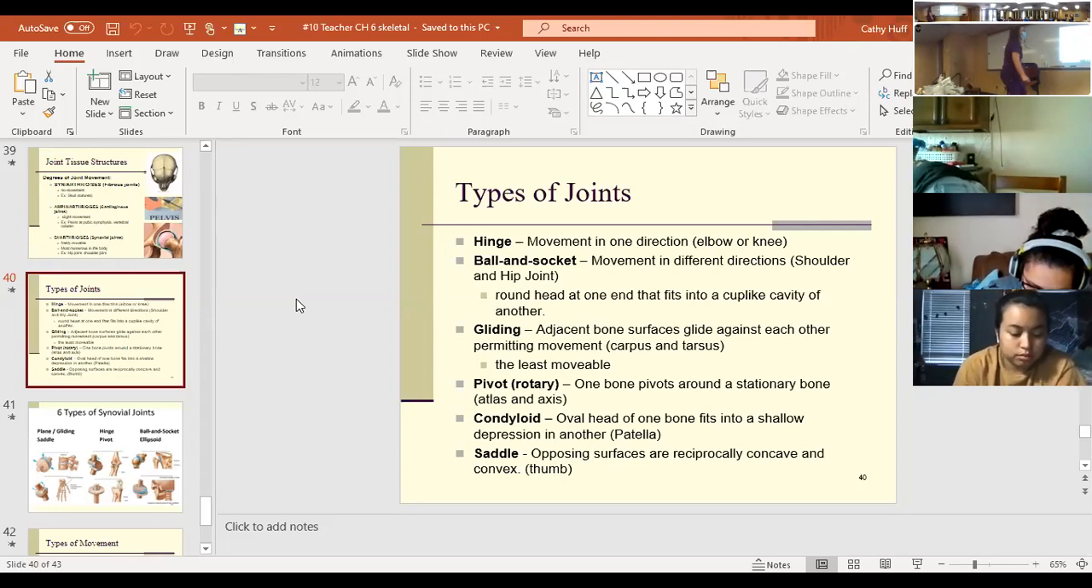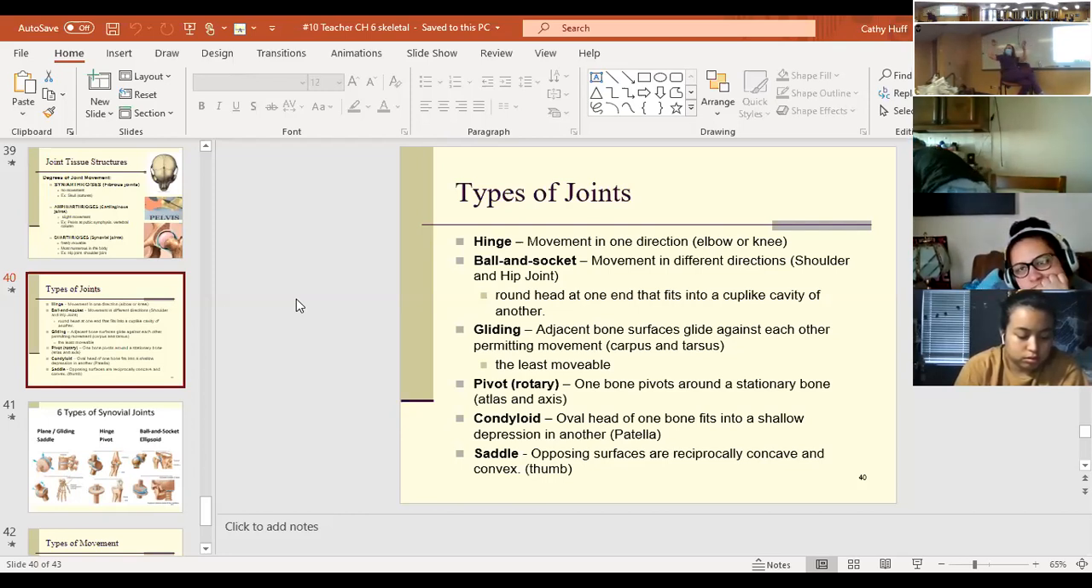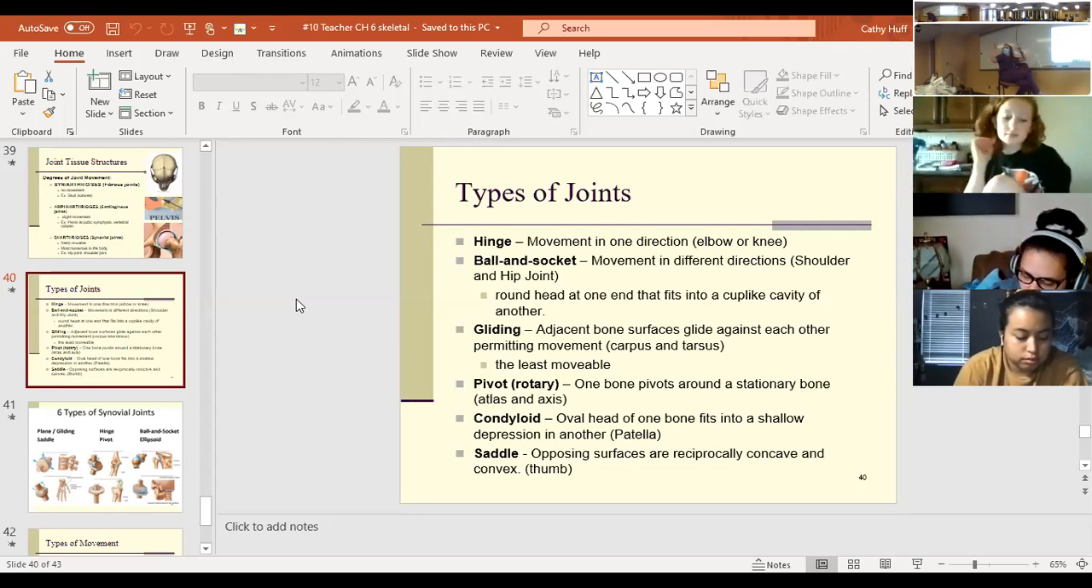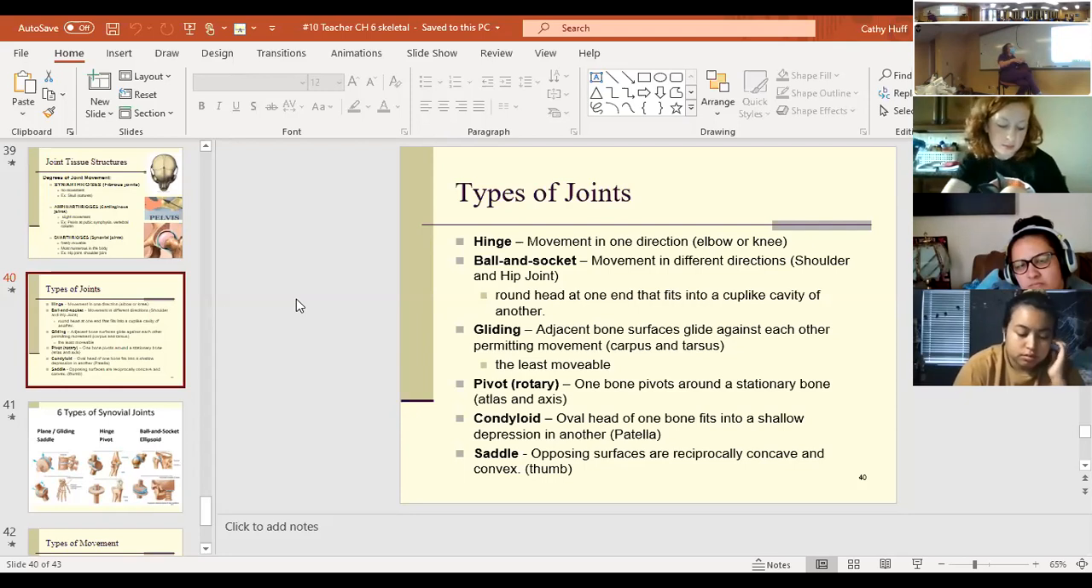Finally, we have our saddle joint. These are going to be where we have a concave and a convex. It's called a saddle because think of how a saddle starts and then it goes down like an easy chair. We have both concave and convex, because a saddle kind of dips. Example of that is your thumb. In our animals, it would be the dew claw. So those are our different types of joints.